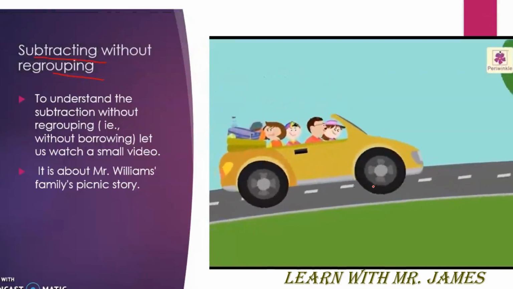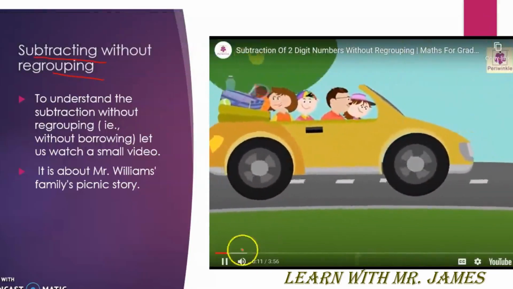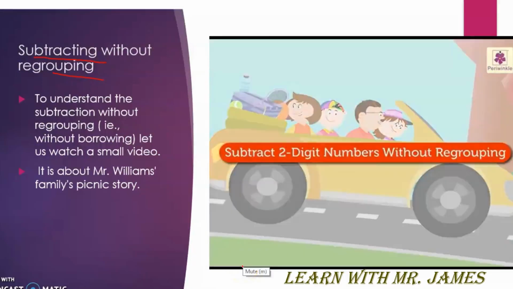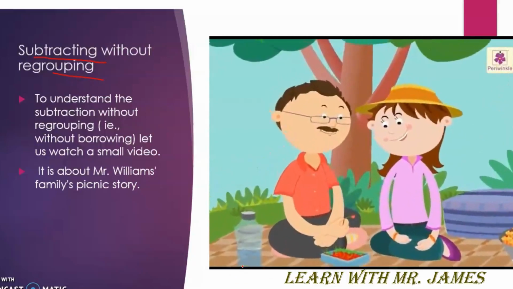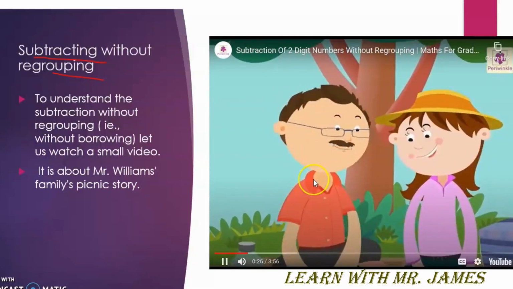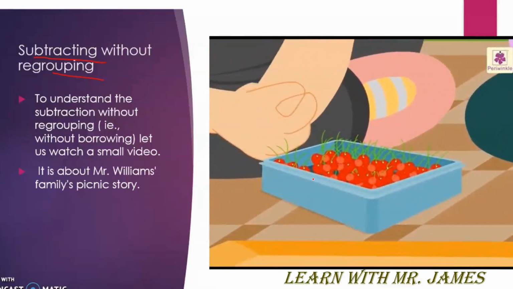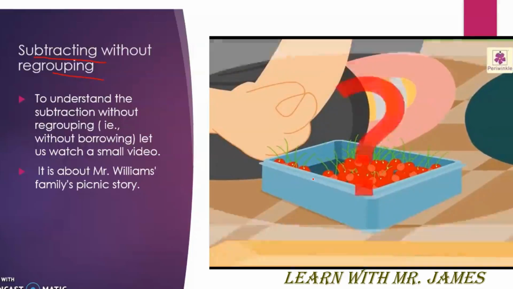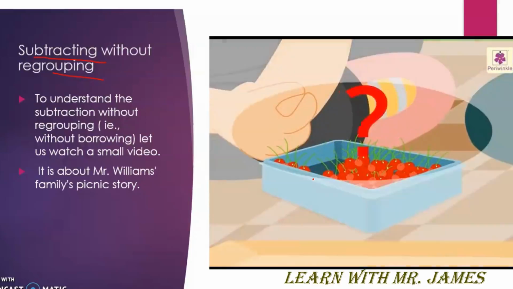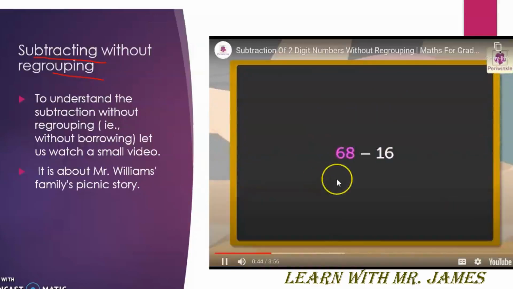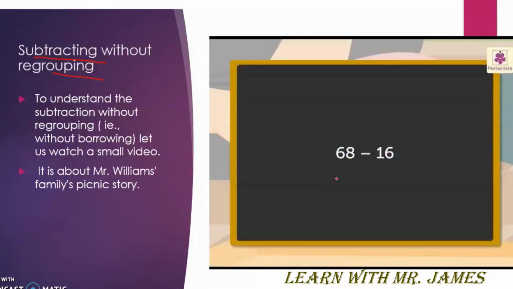Look, Nancy and her family are going out for a family picnic. From this video, we will learn how to subtract two-digit numbers. Mr. William is eating cherries. He has 68 cherries. He ate 16 cherries. Now let's find out how many cherries are left. We have to subtract 16 from 68 to find the number of cherries left.